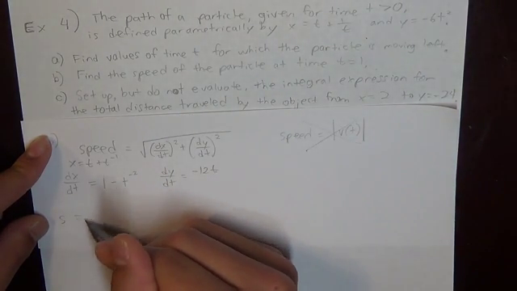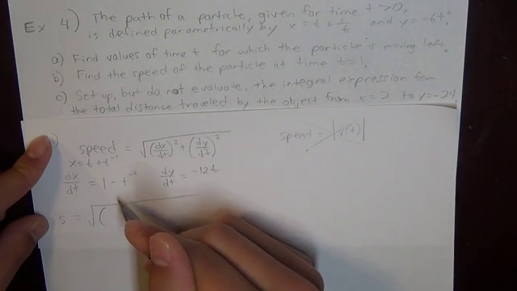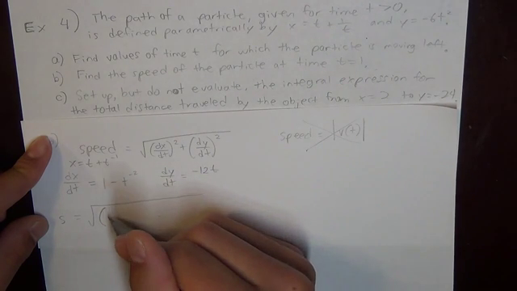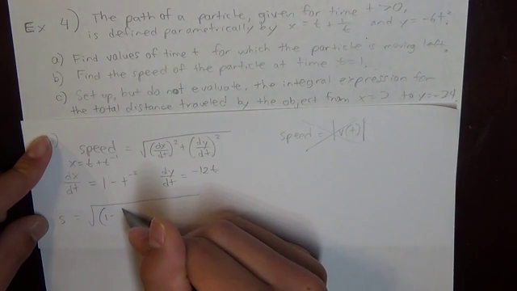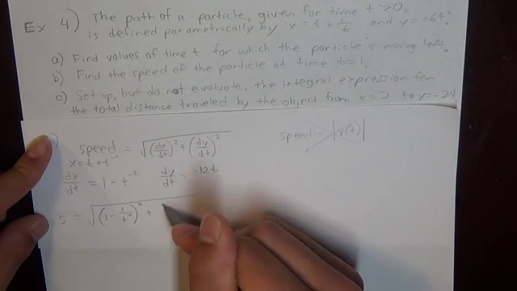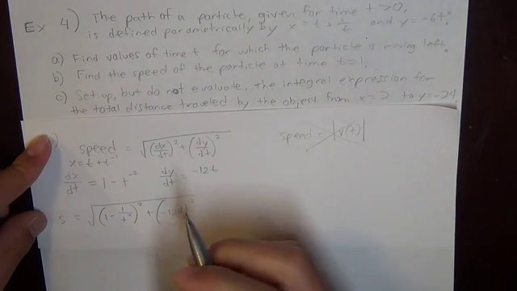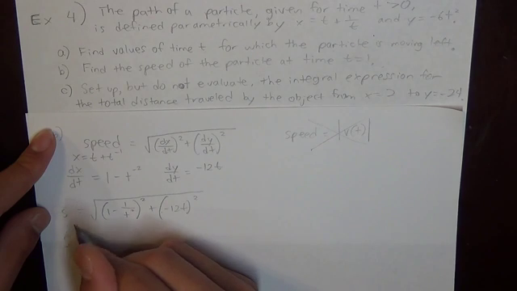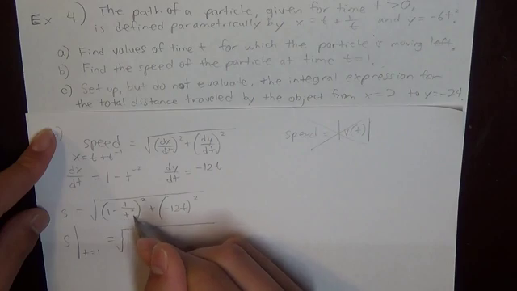So according to our speed formula, it's the square root of (dx/dt) squared plus (dy/dt) squared. So 1 minus, I'm going to rewrite it as 1 over t squared, that whole thing squared, plus dy/dt, which is negative 12t, squared. And it says find the speed at time t equals 1. So now all we have to do is plug in 1 into t.